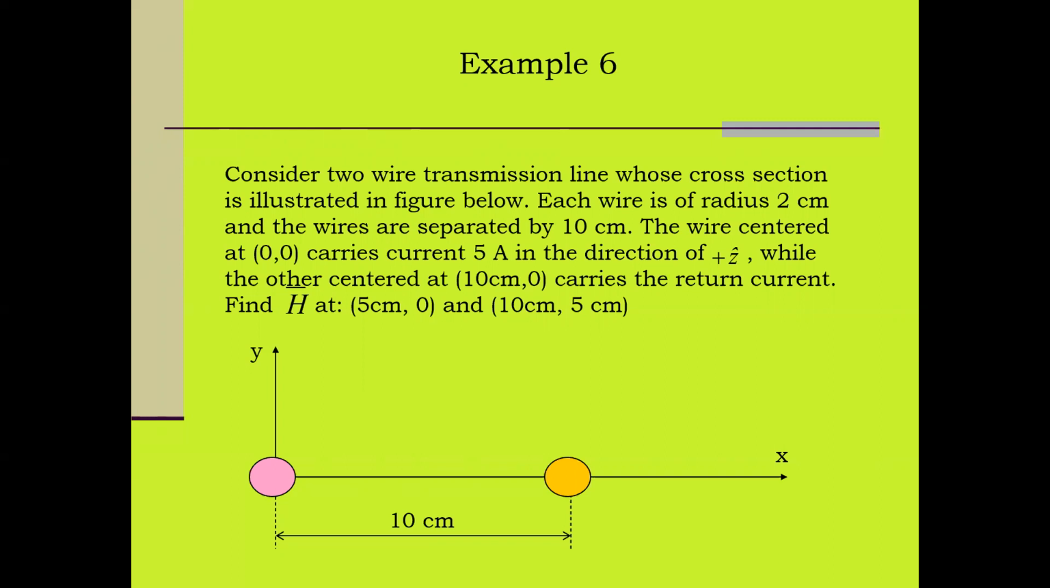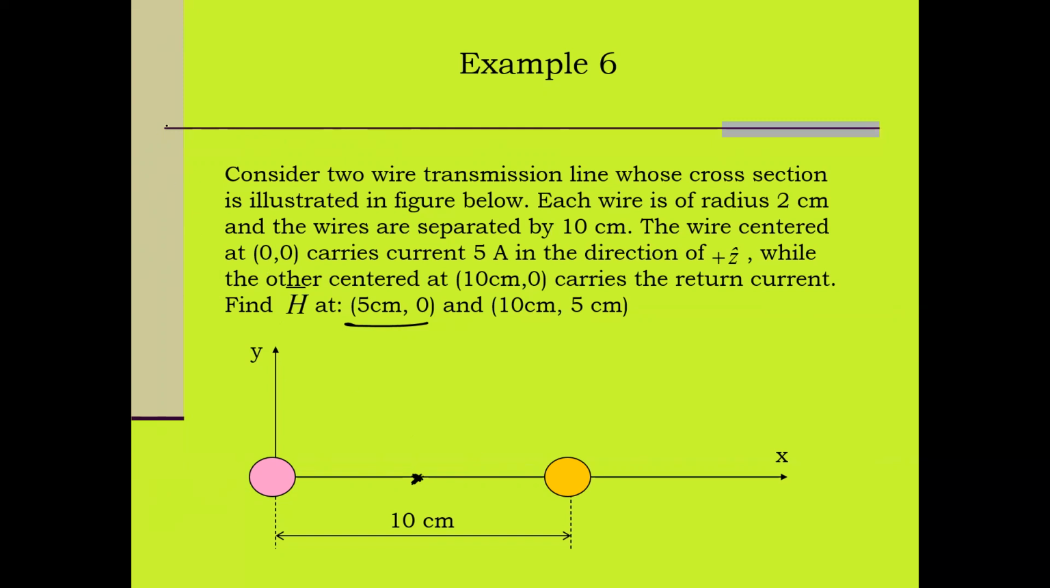Okay, so let's find out the H field first at 5 centimeter, 0, which is basically located at the center between these two currents. So the first current is 5 ampere in a positive Z direction.